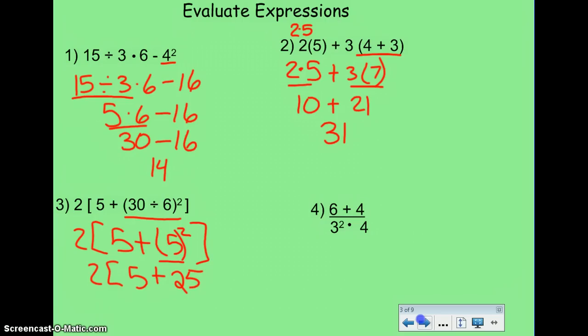And that will lead us to 2 times 30. And as I get to the bottom of my screen, I'm going to have to write to the side, and our final answer is 60.